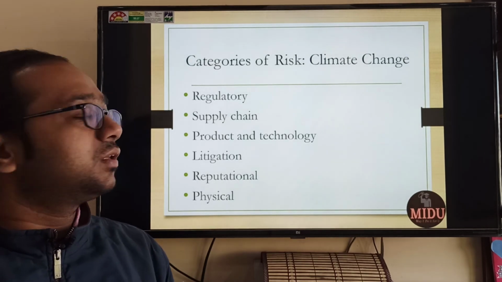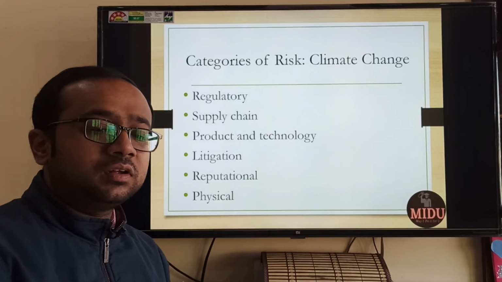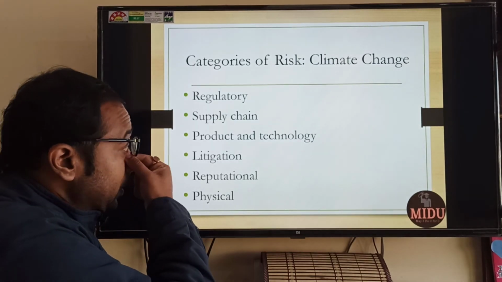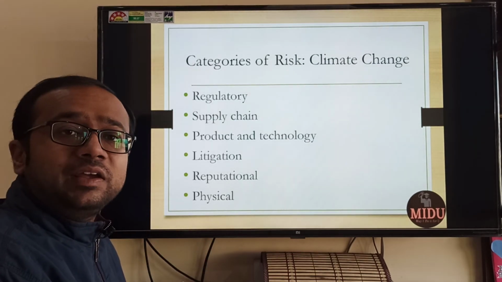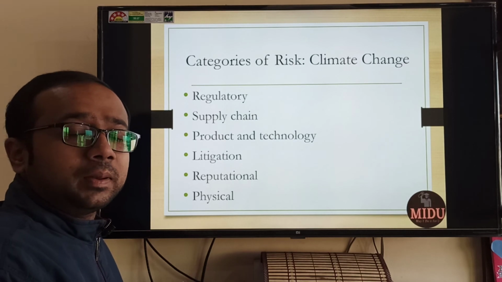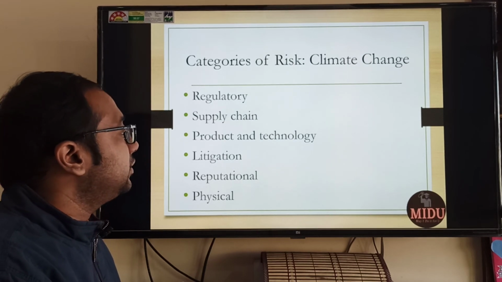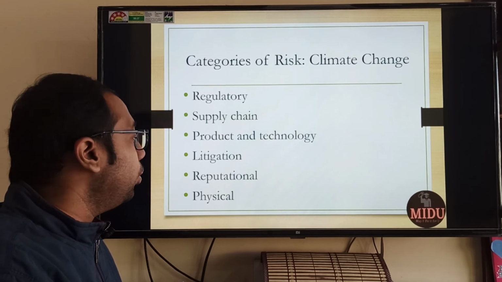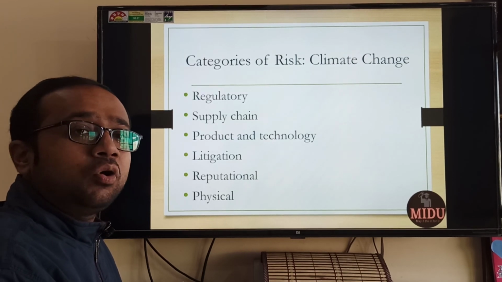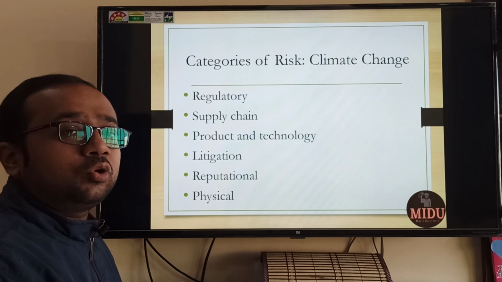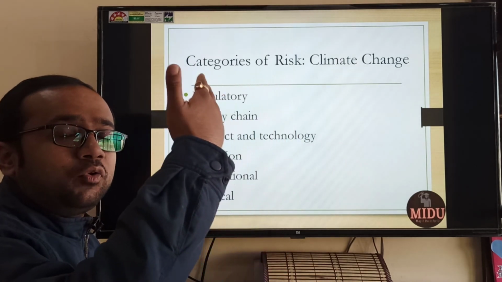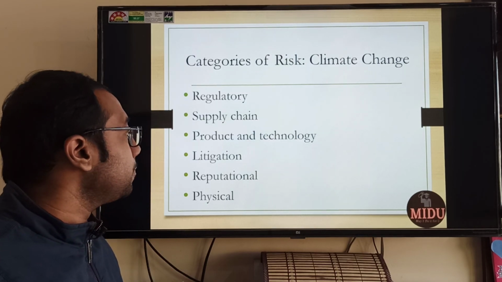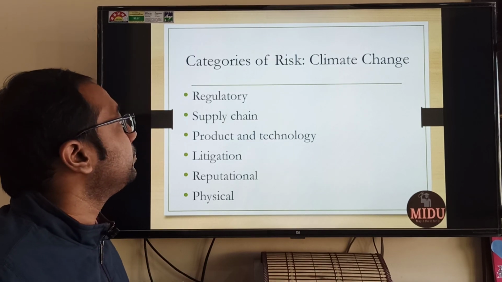Talking about some risks, with all these advances happening, there are risks also. Various regulatory risks related to regulations, and supply chain risks. Then risks related to product and technology, litigation related to laws, and reputational risk. If you do something wrong, you will lose reputation. In a day you can crash from market leader to no one because of that reputational crash. And even physical risks exist.